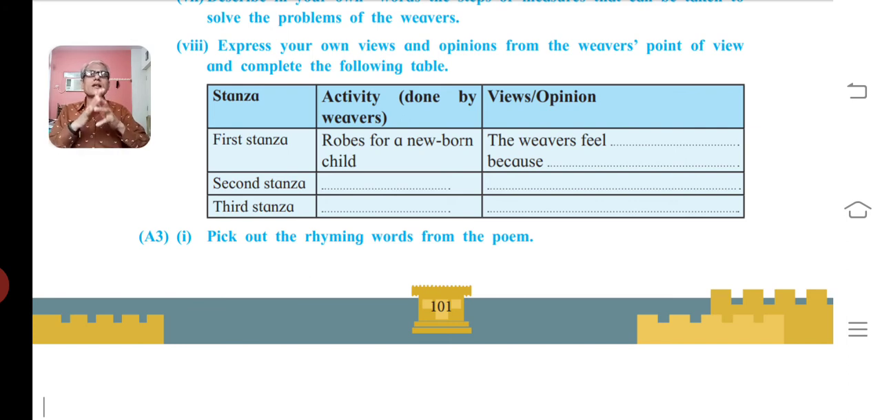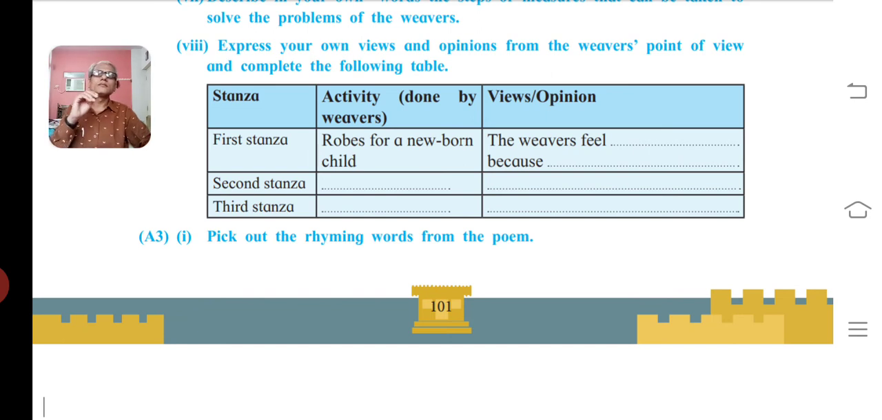Now 3 stanzas, here also 3 columns are given. Stanza, activity done by the viewers, and views or opinion regarding the viewers. Now see the first stanza. In the next column of activity, robes for a newborn child. Views or the opinion? The viewers feel happy because they are enthusiastic to view the bright robes for the newborn.